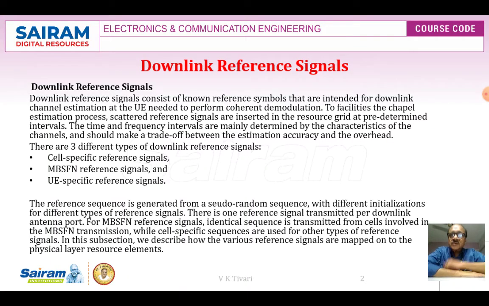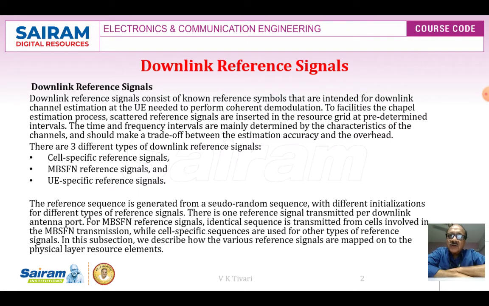Downlink reference signals. A downlink reference signal consists of known symbols that are transmitted for downlink channel estimation at the UE, the user equipment, needed to perform coherent demodulation. To facilitate that estimation process, scattered reference signals are inserted in the resource grid at predetermined intervals. The time and frequency intervals are mainly determined by the characteristics of the channels and should make a trade-off between the estimation accuracy and overhead.